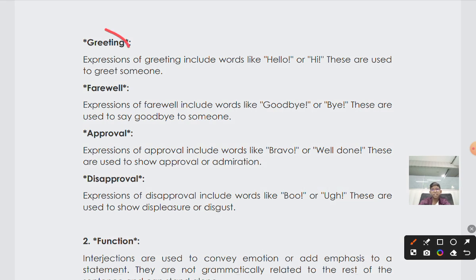So next comes the greeting. Expressions of greeting include words like hello or hi. These are used to greet someone. Hi sir, how are you doing? Are you fine? Like that.